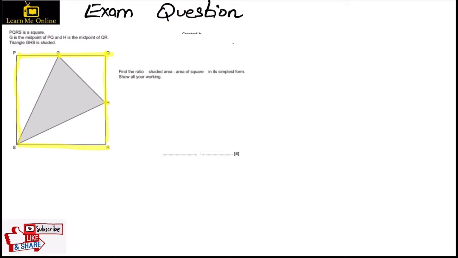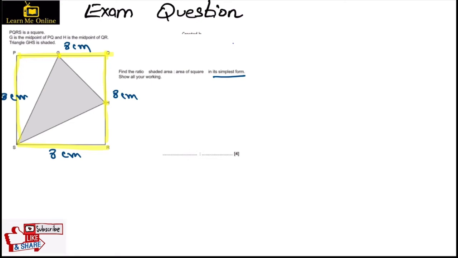Now the question is to find the ratio of the shaded area to the area of the square, in simplest form. So we are finding the shaded area, which is the triangle, and the area of the square, which we don't know. The key thing about this question is that no numbers are given. There are two ways of doing it: you take variables, or you take numbers. Here I'm taking numbers. Because this is a square, I can take any number, so I say let all sides of the square be 8 centimeters, because working with numbers makes the question much simpler.